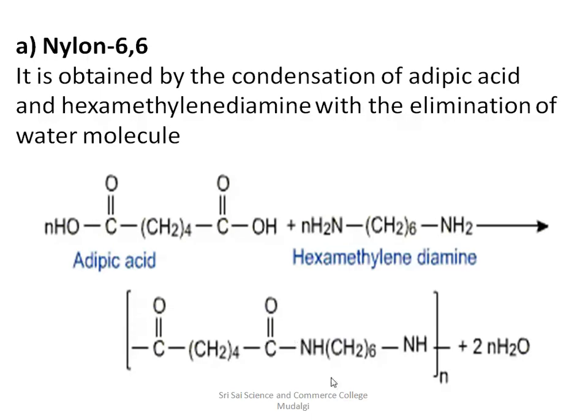Adipic acid and hexamethylene diamine are the monomers. They ask in the exam, name the monomers of nylon 6,6 polymer. So when asked for 1 mark, monomers are nothing but what? Adipic acid and hexamethylene diamine. So these two react and give us nylon 6,6.